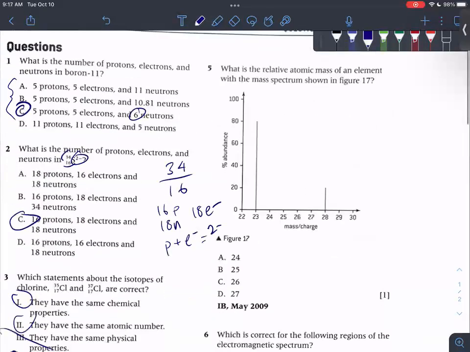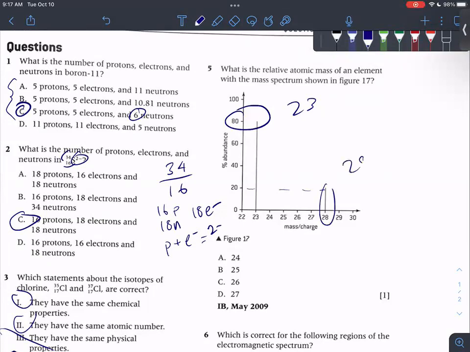All right, moving on to number 5, the relative atomic mass of an element with a mass spectrum shown in figure 17. Well, we see that we have 80% of the 23, and 20% of the 28. That means that we're going to be closer to 23. And actually, this is split up in percentages that equal about 1/5 for each individual percentage. So we're going to be closer. We're going to be 24.